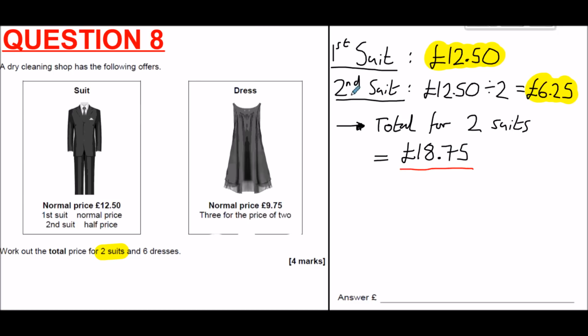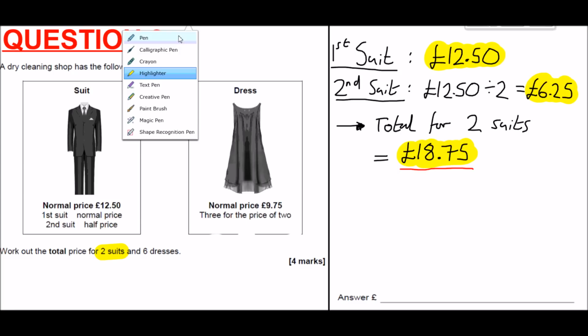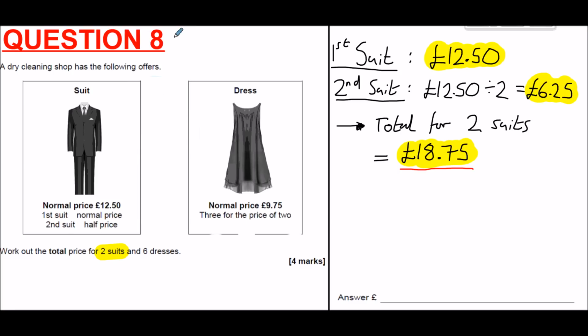So let's just underline that, and we're done for the suits. Now we can move on and start thinking about the dresses. Now the dress offer is different to the suit offer. The dress offer says 3 for the price of 2. And so what this means is that for every 3 dresses you get, we're only going to actually pay for 2. So we're going to get 3 for the price of 2.